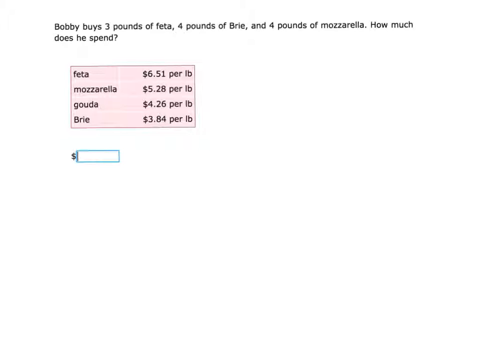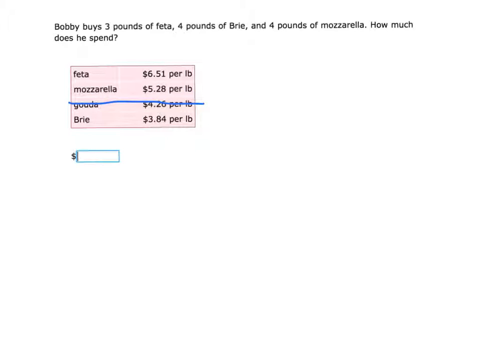Okay, so we're buying cheese now. Bobby buys 3 pounds of feta, 4 pounds of brie, and 4 pounds of mozzarella. How much does he spend? So we're going to do some multiplication, and then we're going to do some addition at the end to combine the 3 prices. First question is, I'm buying 3 types of cheese, but there are 4 types listed. And the question I'd like to know is which of these cheeses or pieces of information are unnecessary? That's right, it's the Gouda.